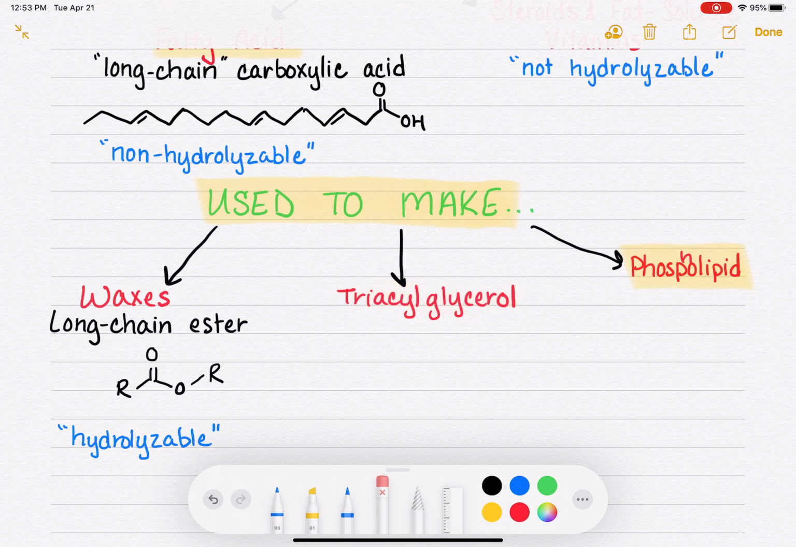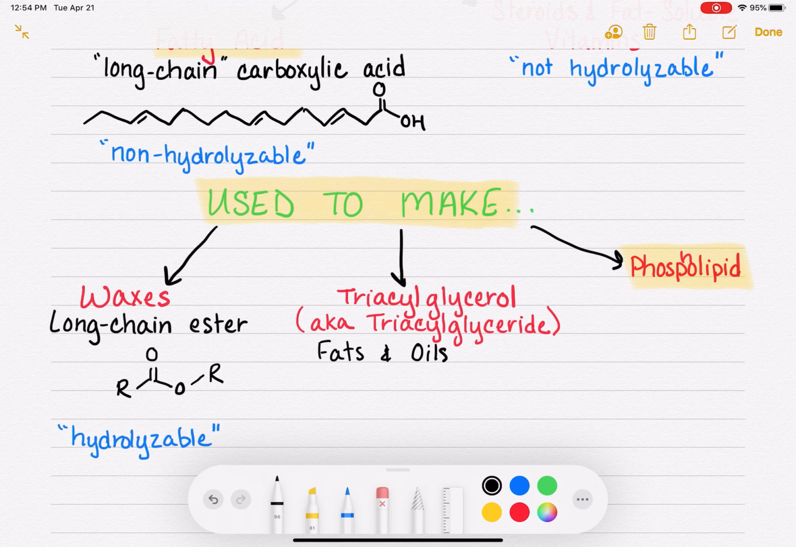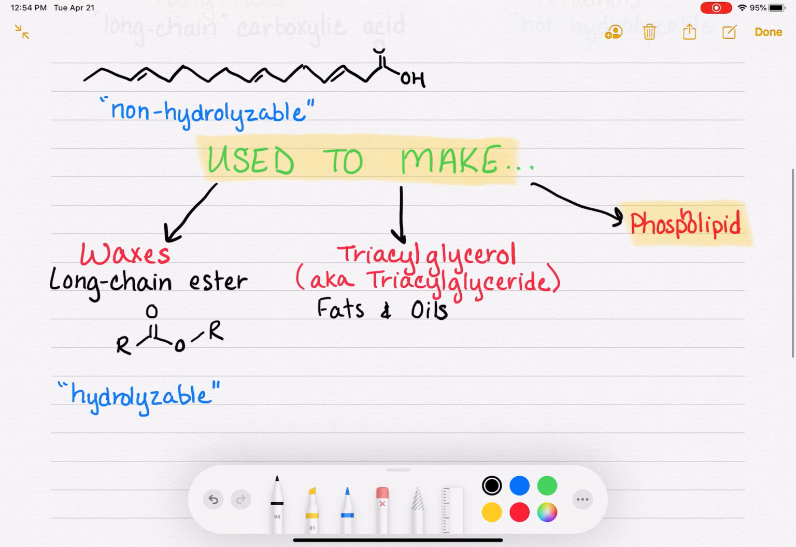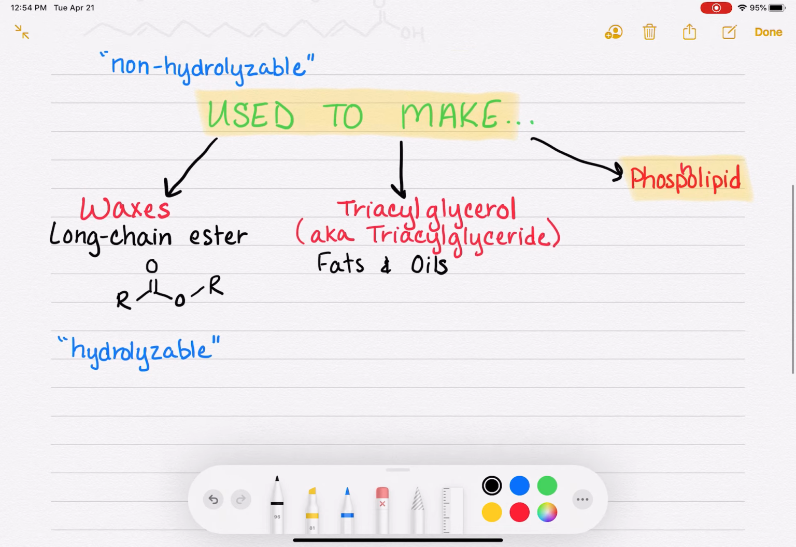The triacylglycerol, which is sometimes called, so we're going to give it an AKA, triacylglyceride. So those names sound almost exactly the same, and they mean the same thing. They're used interchangeably, so look out for that. Triacylglycerols are what we refer to every day as fats and oils. Fats and oils have the same molecular structure. They're just different in terms of the components that are used to make them.